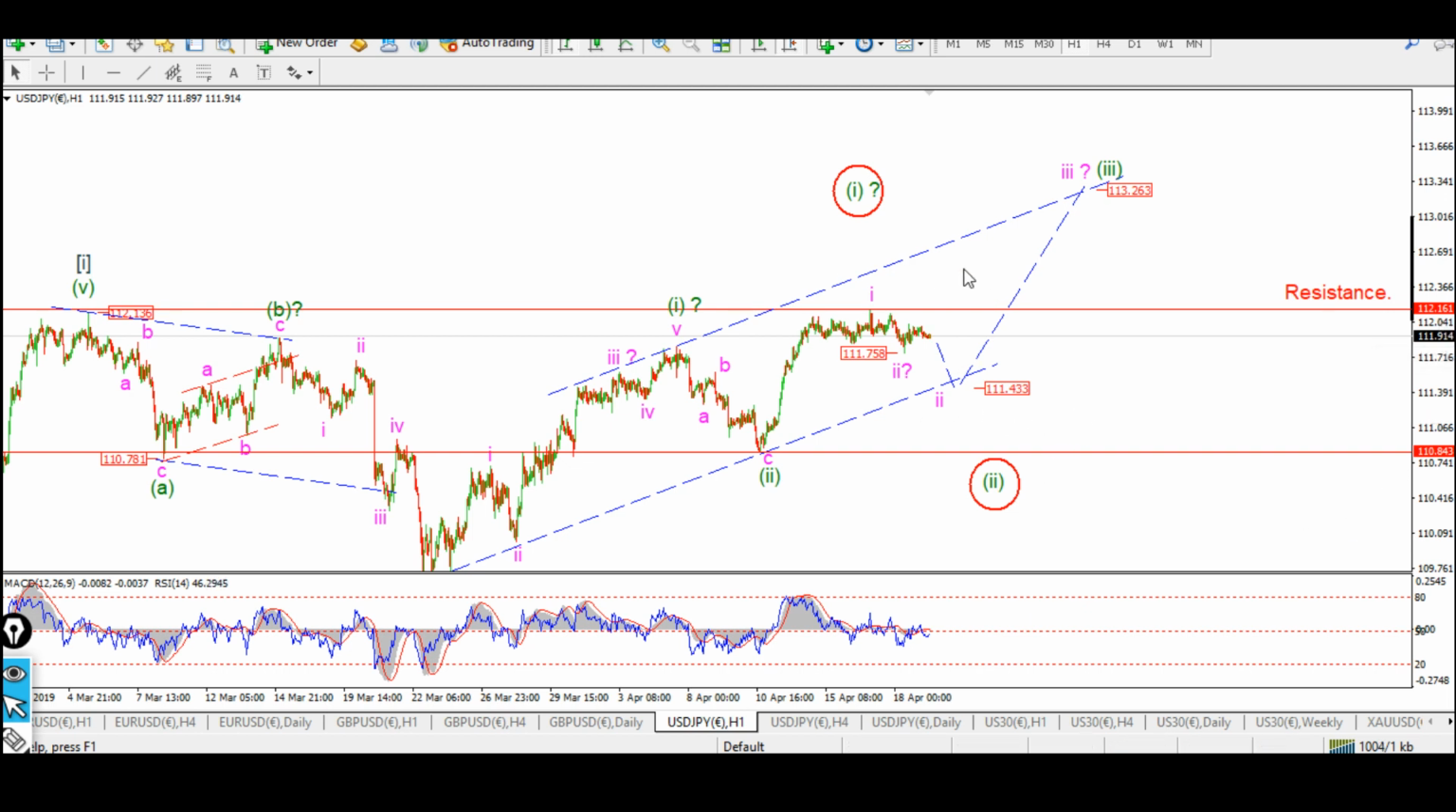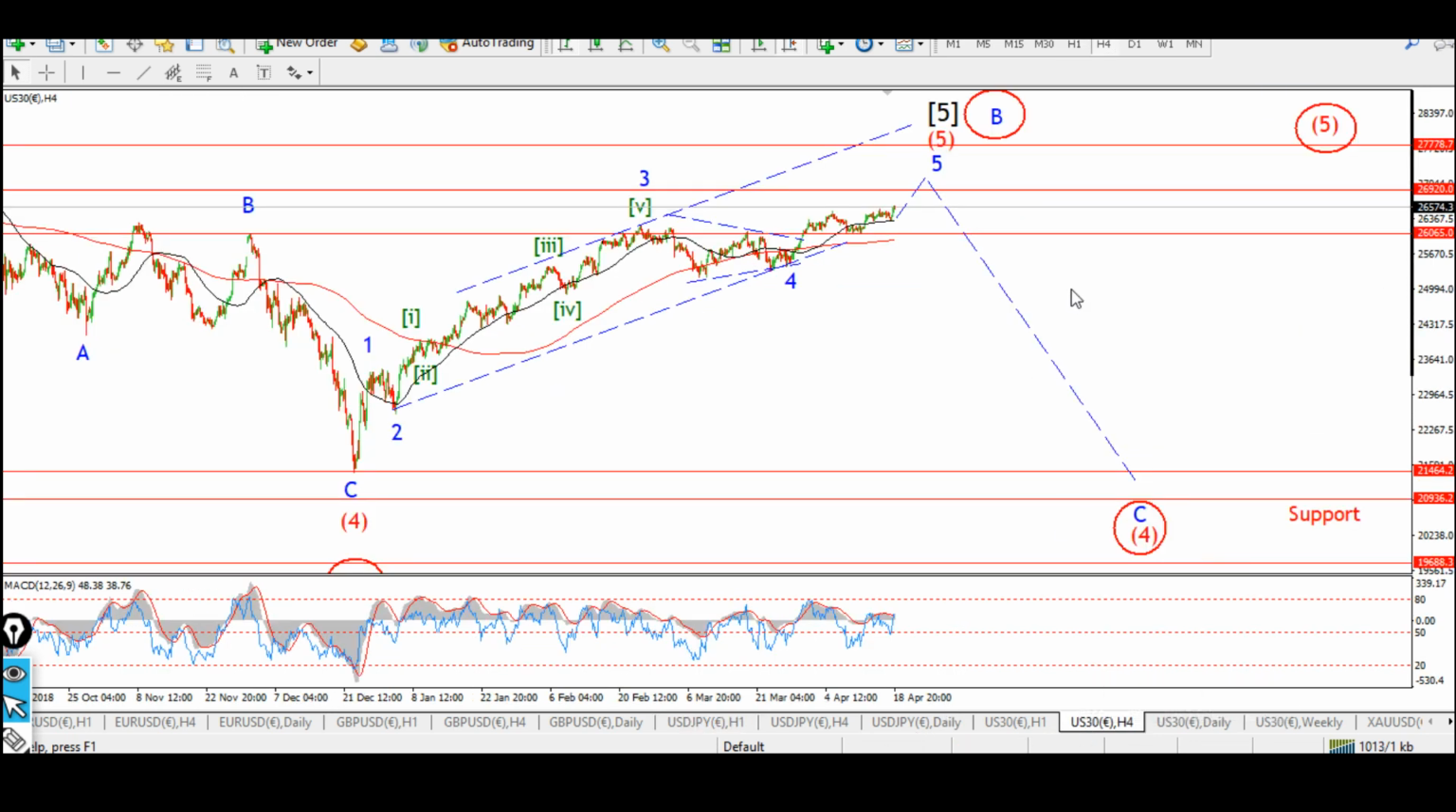Yeah, so on the lookout for another rally in dollar yen. Let's get into the stock market. We're well along towards the end of this count now. And there's no reason to believe that we won't break to a new all-time high as wave 5 here completes. So that'll be wave 5 of 5 of 5.